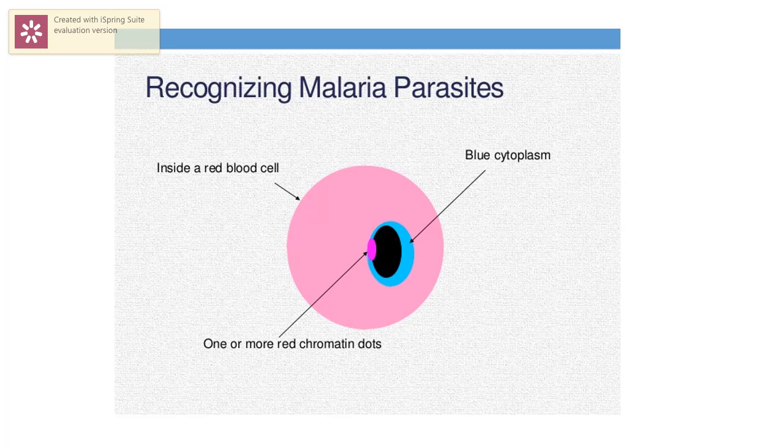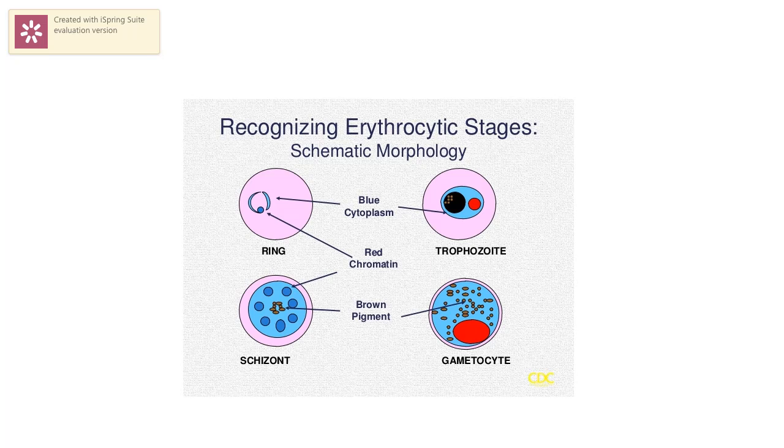So here you have a red blood cell. Inside this red blood cell, there is another spherical structure which has special features. For example, in this case, you have one or more red chromatin dots, and then you have blue cytoplasm. This image or cartoon shows you how to recognize the parasite, though you will not find this type of structure under the microscope, but this image gives you an idea how to recognize the parasite.